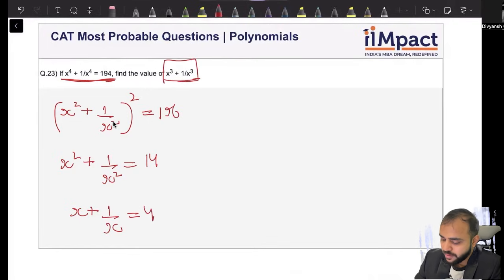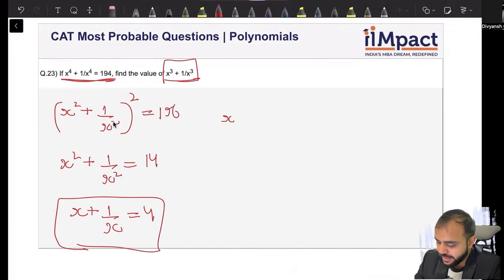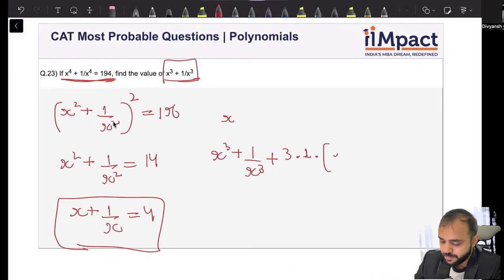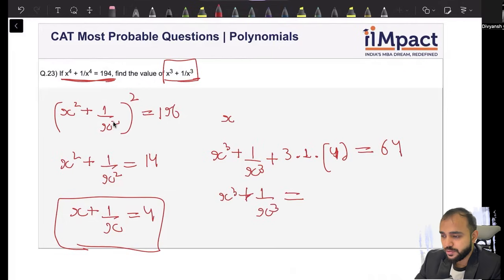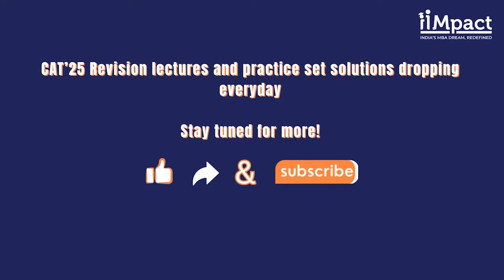Now I have to find x cube plus 1 by x cube. So I can cube this entire thing. I'll get x cube plus 1 by x cube plus 3 into x into 1 by x, which is 1, into x plus 1 by x, which is 4, is equal to 4 cube, which is 64. So x cube plus 1 by x cube is equal to 64 minus 12, or 52. So the answer for question number 23 is 52.